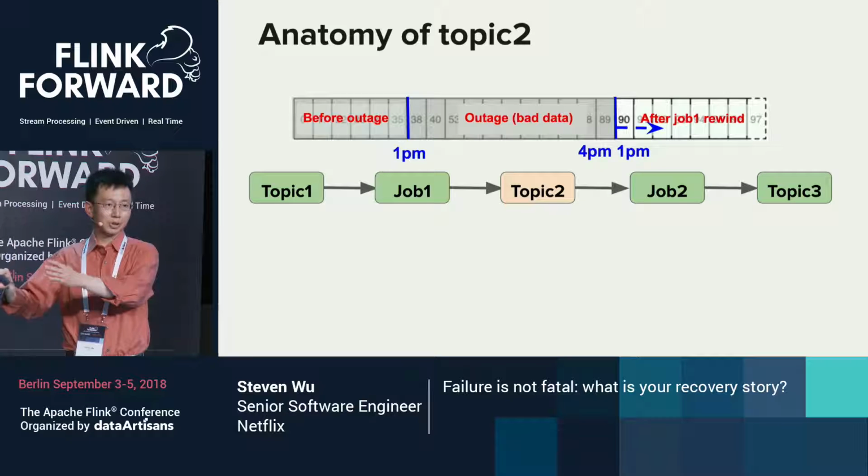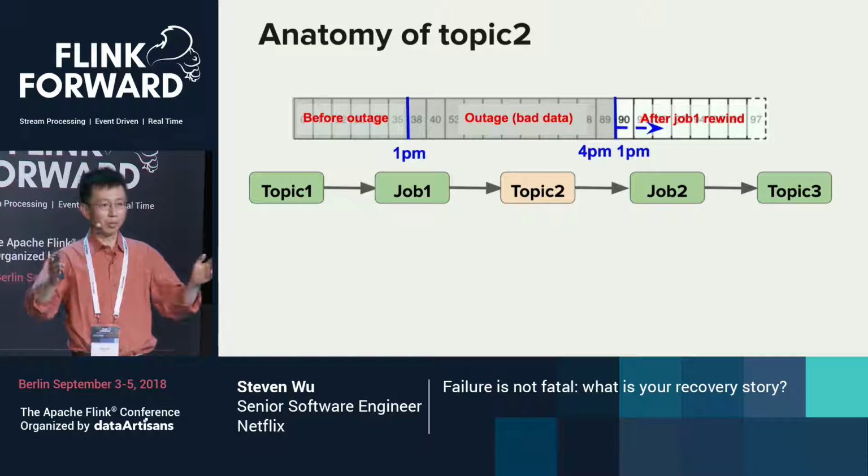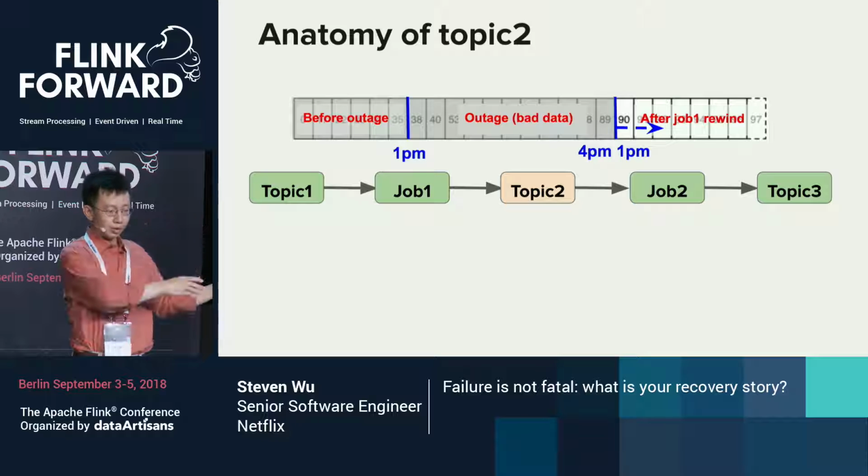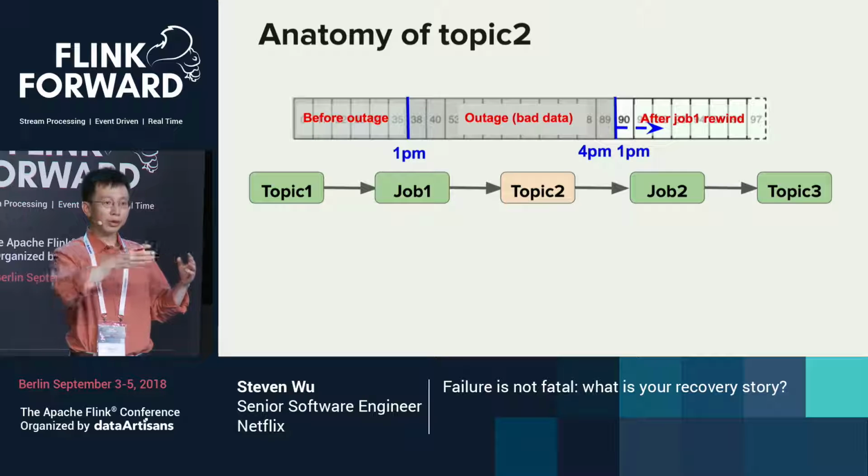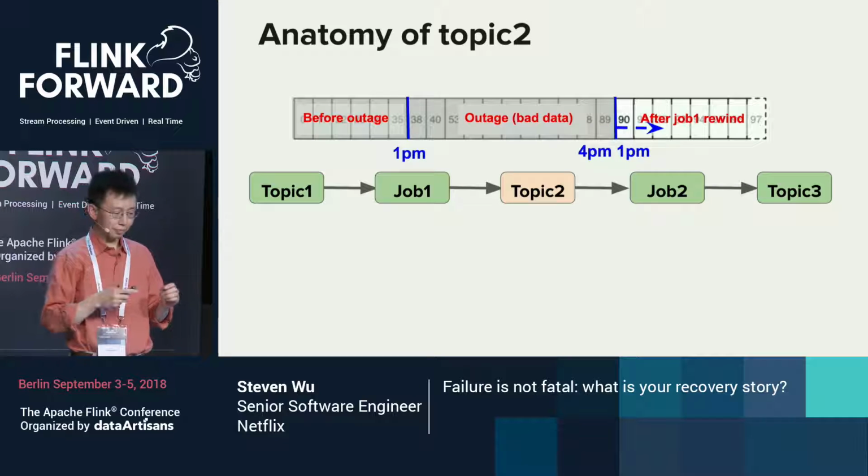On the left, you had good data before the outage started up to 1 p.m. In the middle, between 1 p.m. and 4 p.m. is the outage period, which may contain bad data. And on the right, you have all the reprocessing events from 1 p.m. because job one rewinded, and all the new events come after that.